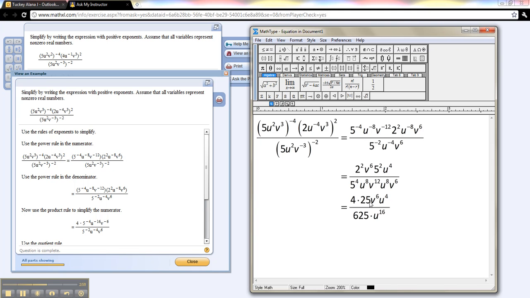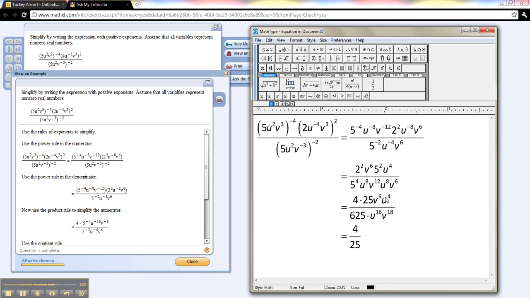And then I've got a v to the 12 and a v to the 6. So that's v to the 18 because you add those powers, right? You multiply them when they're with parentheses like this, and you add them like this. So 12 plus 6 makes 18. All right, at this point, we can start reducing. 25 goes into 625, 25 times if I'm not mistaken. So this is 4 over 25, and we're done with the numbers now.